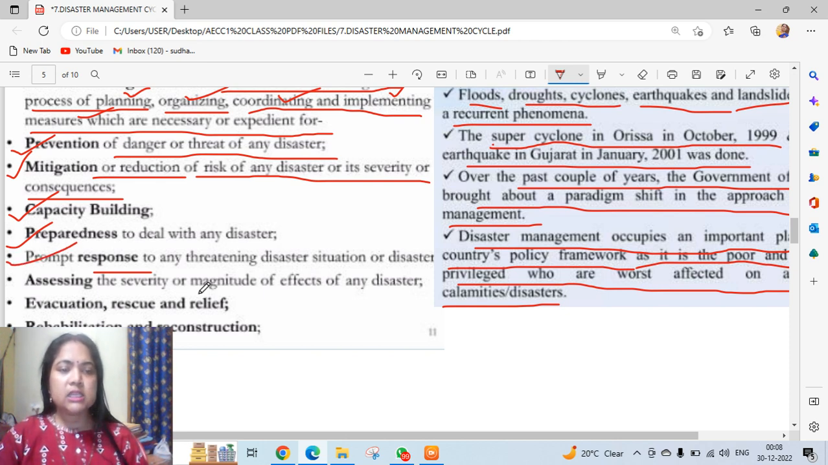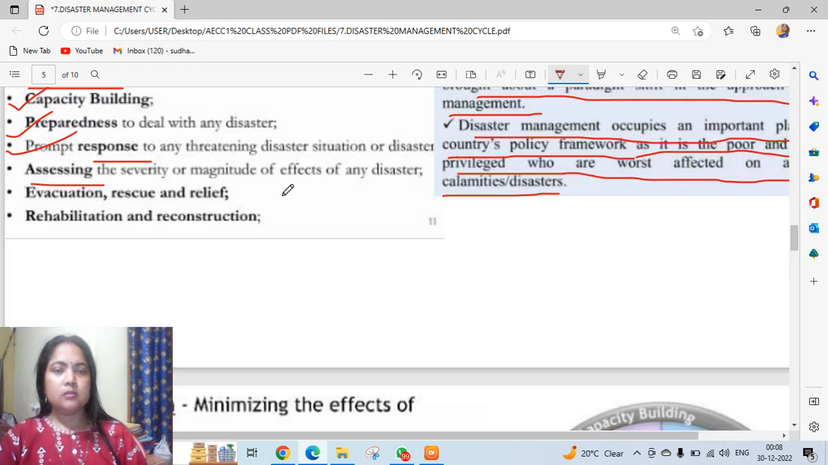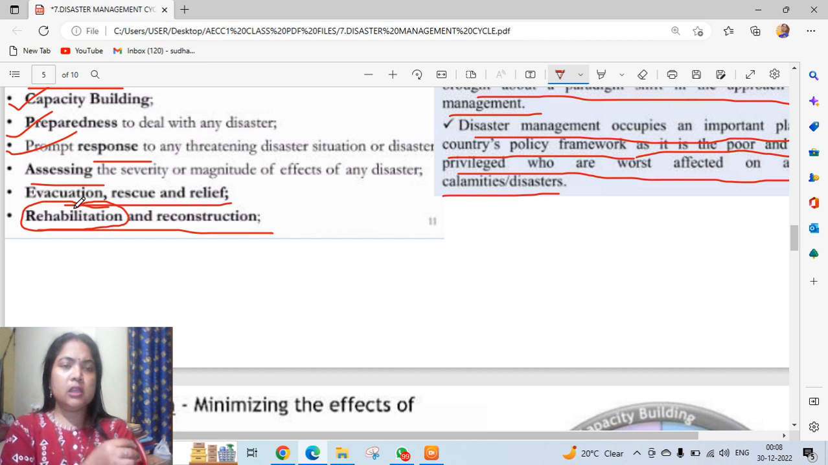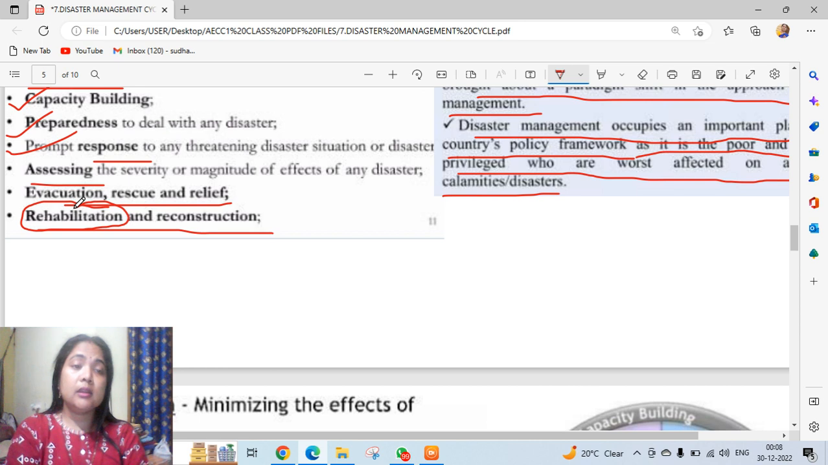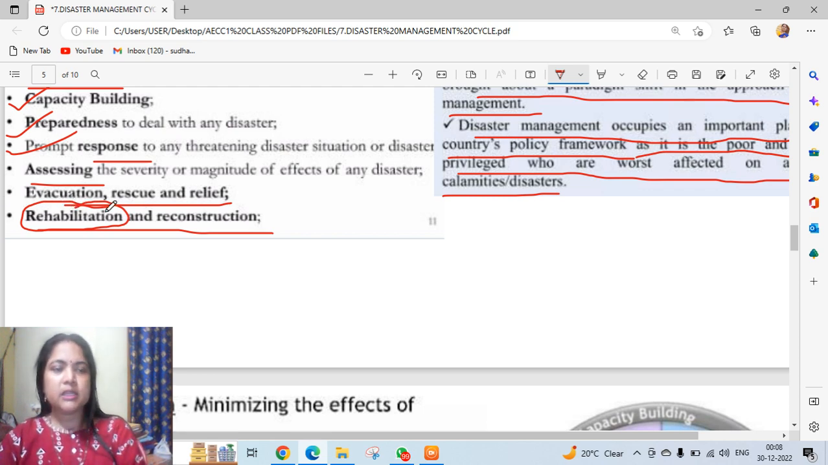Then assessing the severity or magnitude, means assessment. Then evacuation, rescue and relief, then rehabilitation and reconstruction. Rehabilitation means suppose someone's building is collapsed, then the government will plan to provide him another habitation, means another home, or cost to help or financially help the person to construct another home. Okay, that is your rehabilitation.